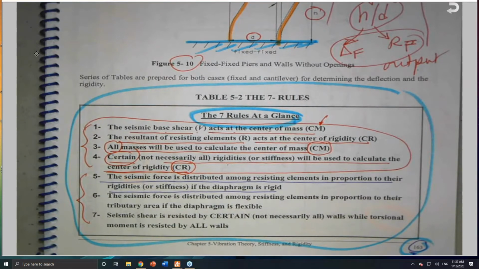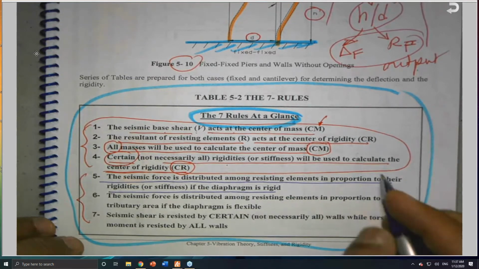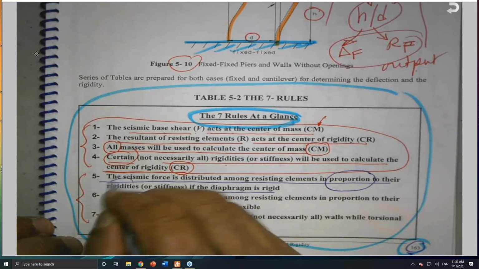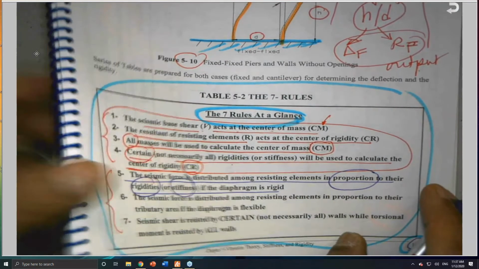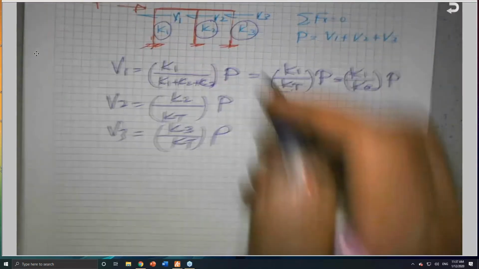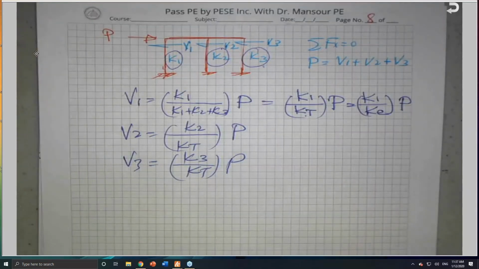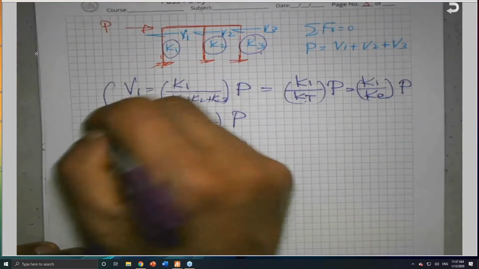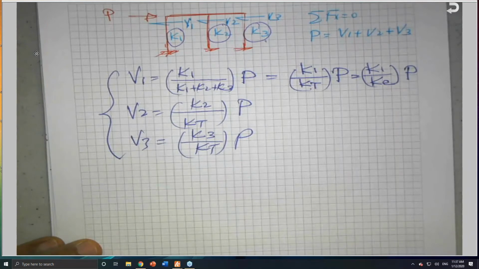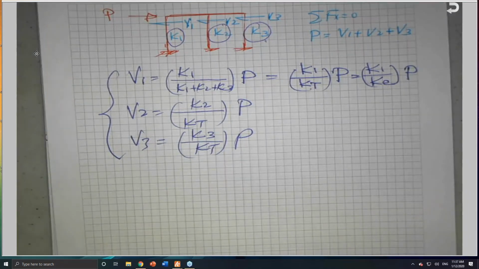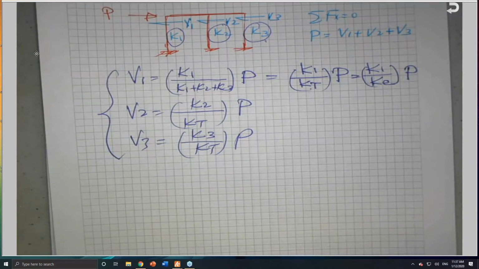If the diaphragm is rigid, and in this case we take the rigid member, so in proportion to what? To their rigidities or stiffness. Here I have a rigidity or a stiffness. Did you see that? So these are the 3 equations that can be written for each one of them.